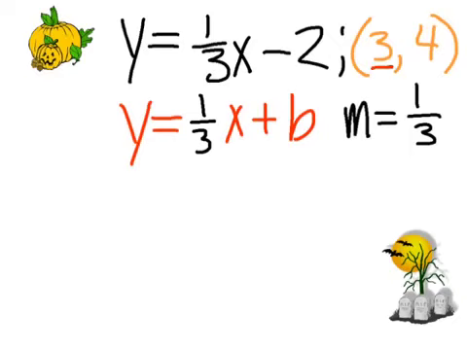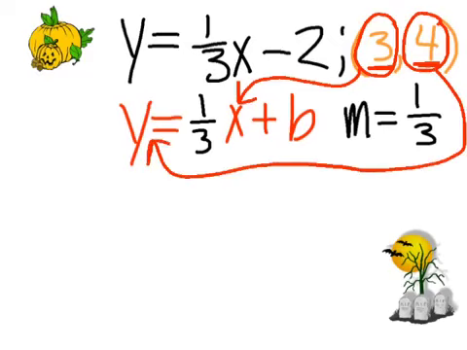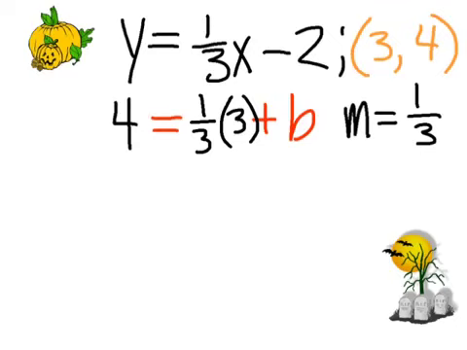We need to plug in the values for our point, the x value and the y value. The x value is 3 and our y value is 4. So we're going to plug in 3 for our x and 4 for our y. When we plug this in, we've got an equation that we can solve for b. What's the first thing we need to do? We need to multiply our 1/3 times 3. So we'll have 4 on the left.